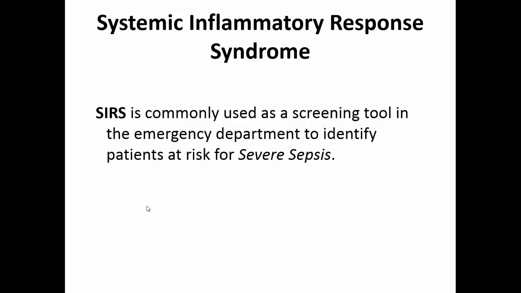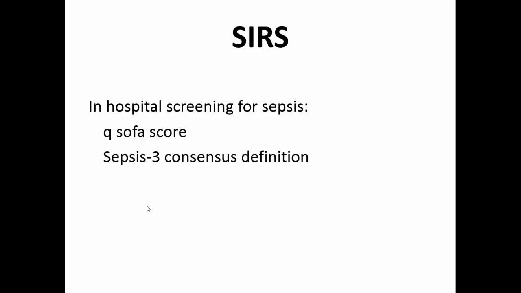And that's the screening tool that we use in emergency departments, EMS, to find patients that are at risk for severe sepsis. In the hospital, they may use something called the qSOFA score or the Sepsis-3 consensus definition for sepsis. I only mention those here so that if you see those in your personal reviews, reading papers and so forth, you know what those are. So those are basically screening tools for sepsis that are used in the hospital.